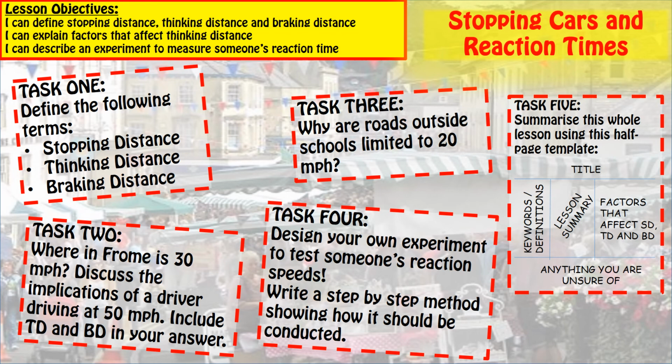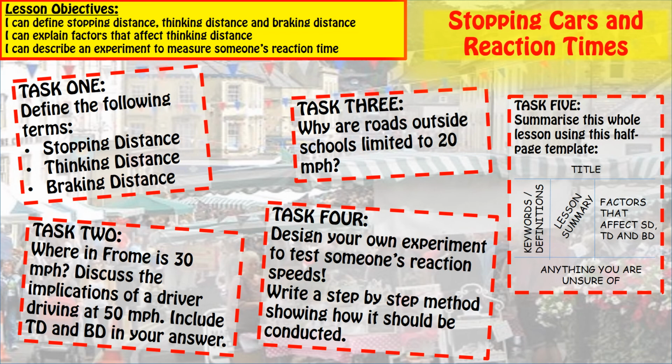Task 4, now this one is a fun task. Design your own experiment to test someone's reaction speeds. So what you need to do is write a step-by-step method showing how you could do this. So step 1, do this, step 2, do this, step 3, do this. So how could you test someone's reaction speeds? You've done the game with the sheep and the darts, well, you're going to do that. It is really, really good fun. So what experiment could you do? And we don't want to harm any animals in this, so please no shooting real sheep, not good.